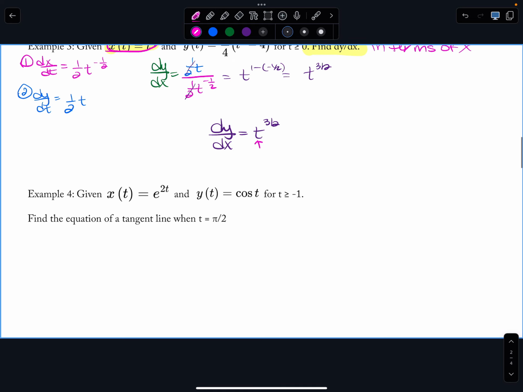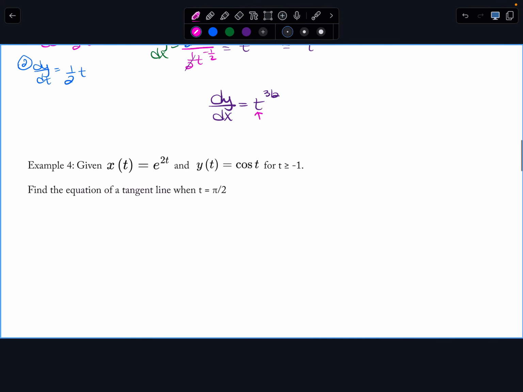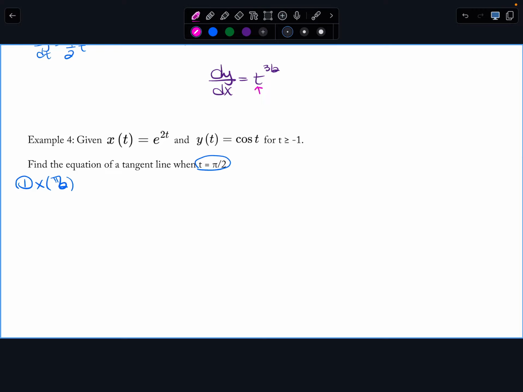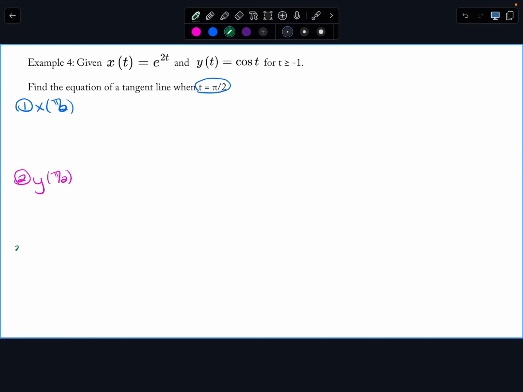Okay. So the only other thing you have to do in this section is write the equation of the tangent line. To do that, first thing is that I would need x at the value of t. So I want x of pi over 2. I also need y of pi over 2, because remember, for an equation of the tangent line, I need a coordinate point and the derivative. And then I would need dy dx evaluated at t equal to pi over 2. So all of that is what I need.